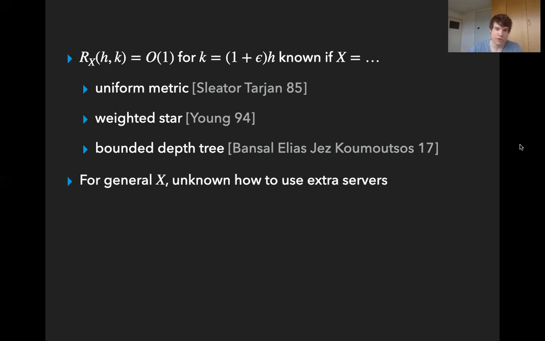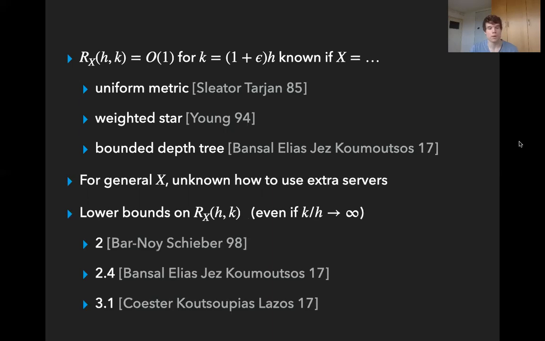For general metrics, however, nothing is really known about how to use these extra servers. The best strategy we have on general metrics, when we have k servers and the offline algorithm has h servers, is to simply not use the k minus h extra servers, and just run some standard algorithm on the h servers. So we don't know how to make use of these extra servers in general.